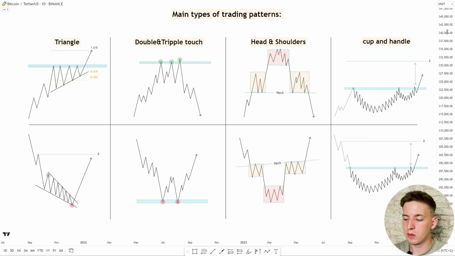Friends, now a very rare but no less valuable figure. I love it very much, but unfortunately it appears in the market very rarely. Here are two variations of how it can appear. This figure is called cup and handle. The situation is that in the first scenario, we see the price movement, and at some point the price may simply hit a level of support or resistance. The logic is the same.